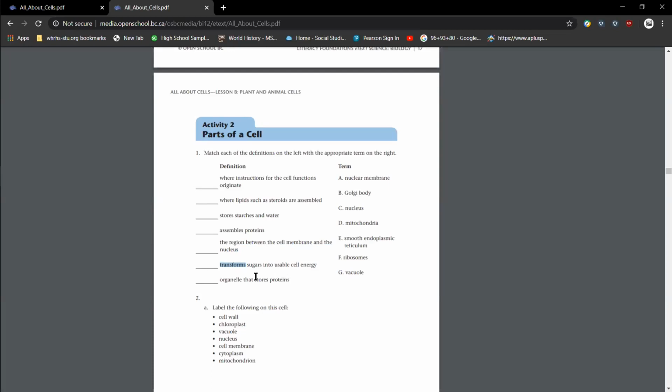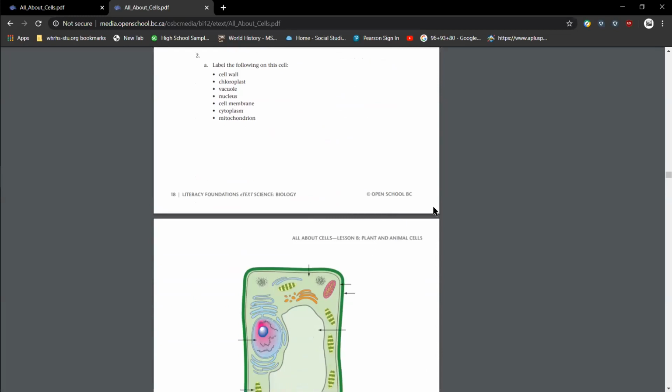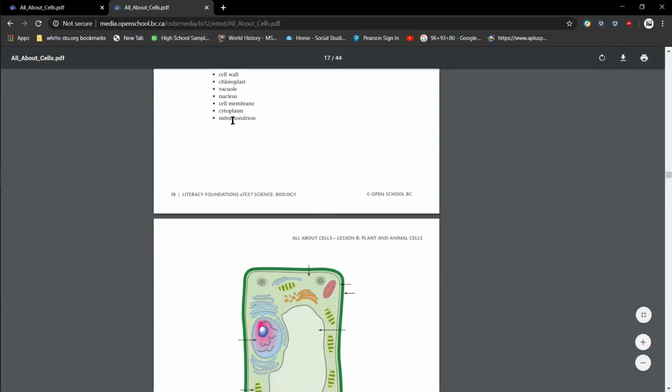So next one, organelle that stores proteins. Yep, so process of elimination, the answer was B, the Golgi body. Remember, they just store proteins in the vesicles. So now let's look at a diagram. I don't think we actually talked about what each looks like, so I'll just go through it.